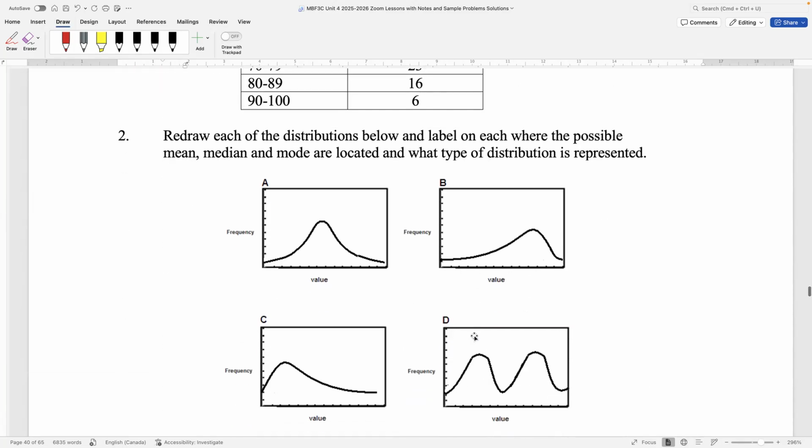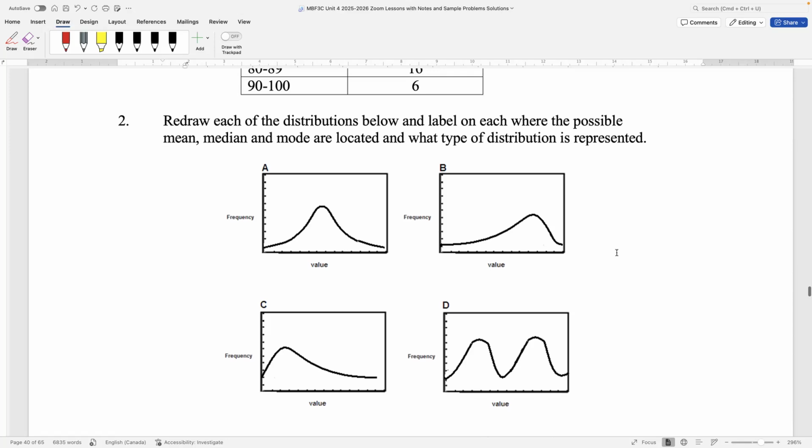And then here we have: redraw each of the distributions below and label on each where the possible mean, median, and mode are located and what type of distribution is represented. So which one is which, and then look at the examples that I gave earlier where it shows you where the mean, median, and mode would most likely be.